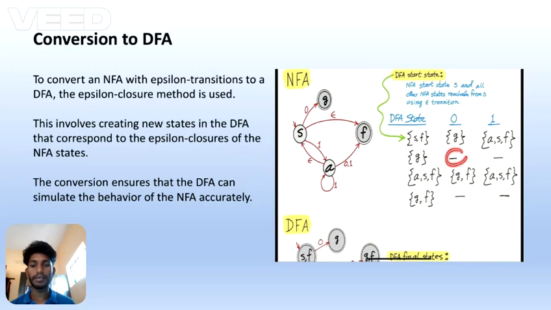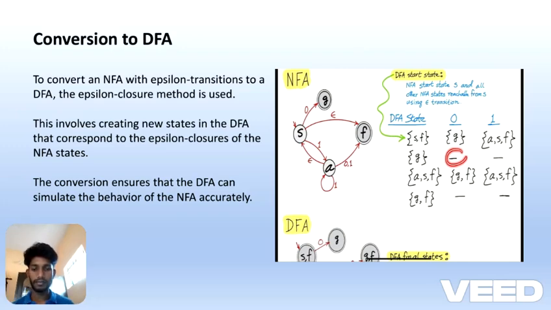Conversion to DFA. To convert an NFA with epsilon transitions to a DFA, the epsilon closure method is used. This involves creating new states in the DFA that correspond to the epsilon closures of the NFA states. The conversion ensures that the DFA can simulate the behavior of the NFA accurately.